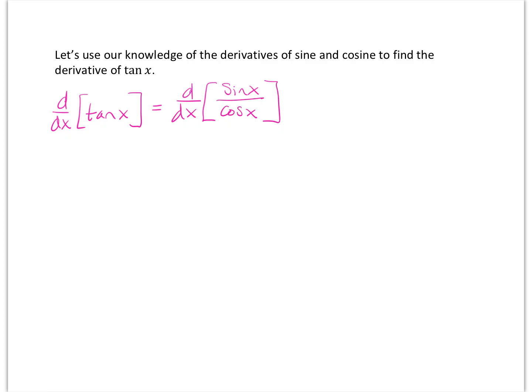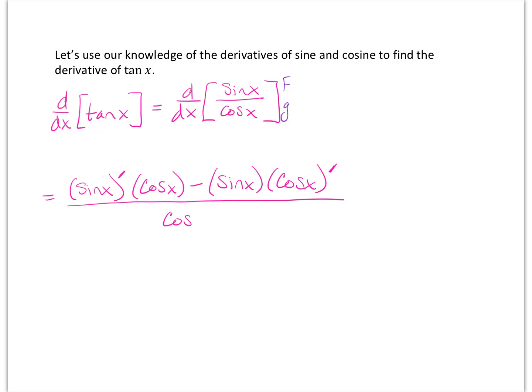Okay, so my numerator is my f, my denominator is my g, and I'm going to apply the quotient rule. So this is going to be f prime g. So the derivative of the numerator, derivative of sine is cosine. Actually, I'm going to write it out. So it's going to be f prime. This is the sine of x prime, meaning take the derivative. F prime times g minus f times g prime all over g squared.